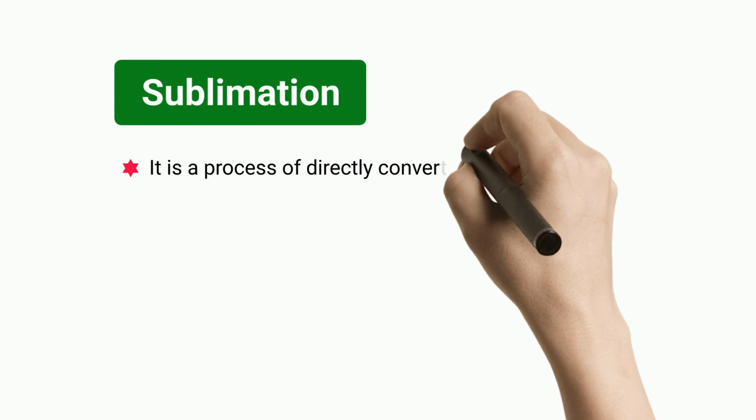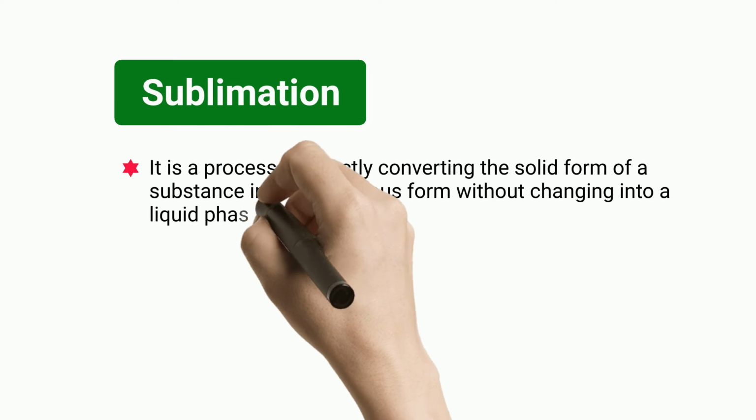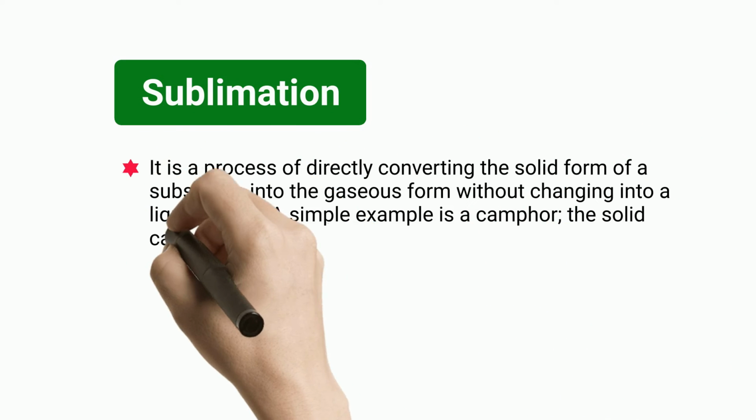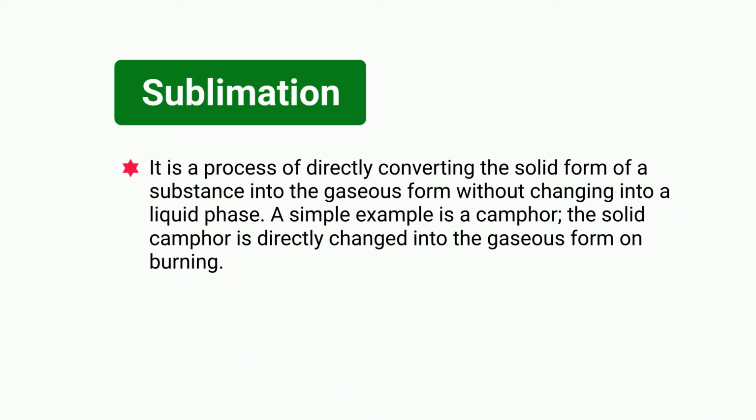Sublimation. It is a process of directly converting the solid form of a substance into the gaseous form without changing into a liquid phase. A simple example is camphor. The solid camphor is directly changed into the gaseous form on burning.